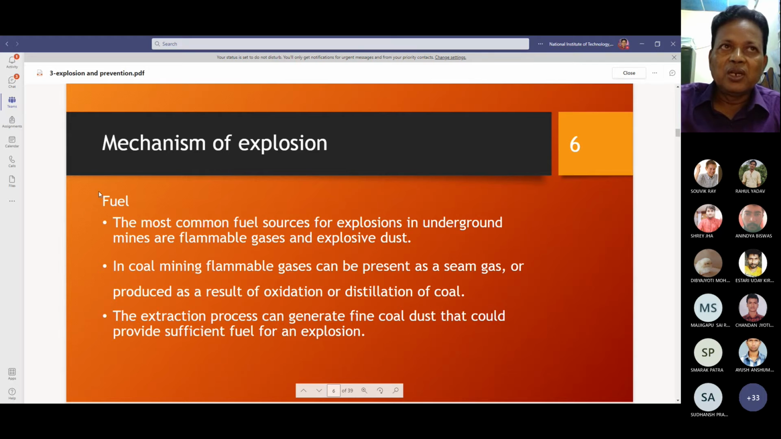First thing is your fuel. In coal mines, it is coal. The most common fuel sources for explosions in underground coal mines are flammable gases and explosive dust. Your flammable gas is methane gas and explosive dust is coal dust. In coal mining, flammable gases can be present as seam gas or produced as a result of oxidation or distillation of coal. The extraction process can generate fine coal dust that could provide sufficient fuel for an explosion to take place.